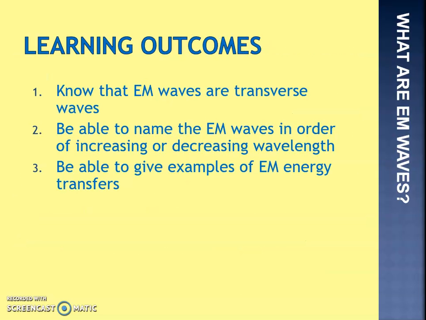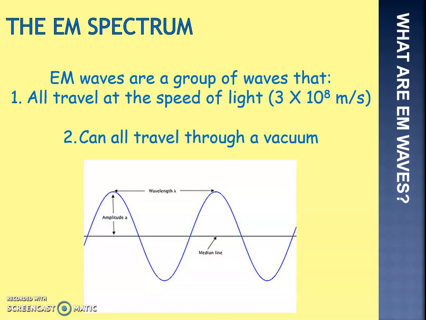Okay, our learning outcomes today are to know that electromagnetic waves are transverse, to be able to name them in order of increasing or decreasing wavelength, and to give examples of electromagnetic energy transfers. So the EM spectrum. Electromagnetic waves are a group of waves that do two things. They all travel at the speed of light, which is 3 times 10 to the 8 meters per second, and they can all travel through a vacuum.